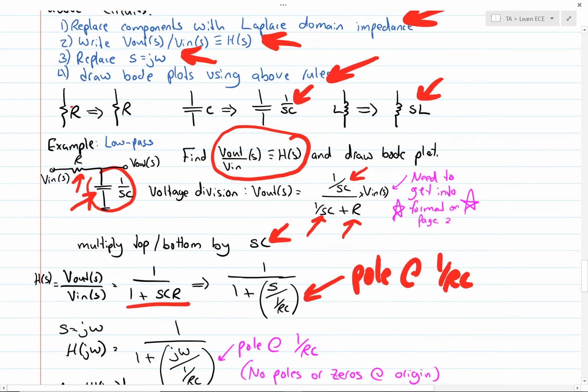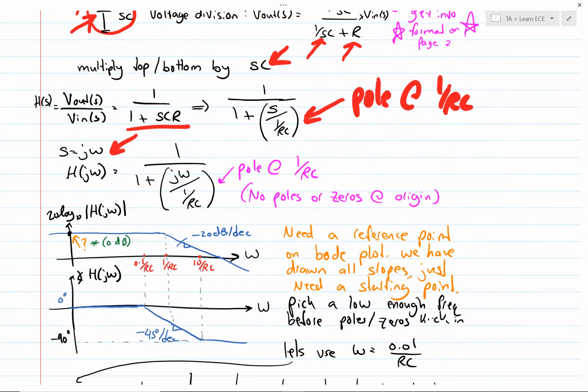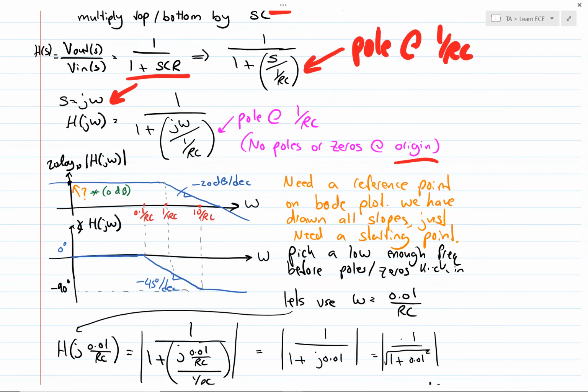Then the next step, which was in our list, is to replace S equals J omega. Done. You get H of J omega, which is 1 over 1 plus J omega over 1 over RC. So again, I've written that the pole is at 1 over RC. There are no poles or zeros at the origin. So what is our starting slope? 0 dB per decade. That means we know our starting slope is 0 dB per decade.